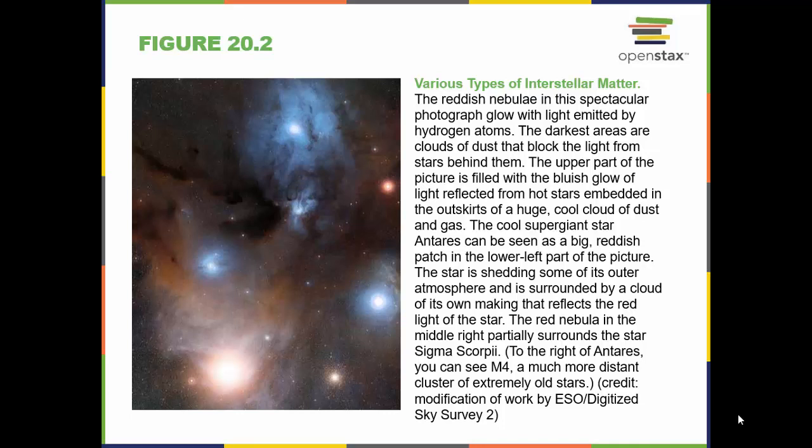The cool supergiant star Antares can be seen as a big reddish patch in the lower left part of the picture. This star is shedding some of its outermost atmosphere, and it's surrounded by this cloud of its own making. It reflects red because it reflects the red light of the star. The red nebula in the middle right portion surrounds the star.